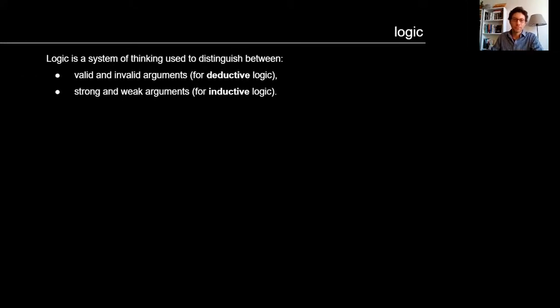Okay, let's get started. So let's first talk about a starting definition of logic. Logic is a system of thinking used to distinguish between valid and invalid arguments for deductive logic, or strong and weak arguments for inductive logic. And now here I'm introducing new concepts in order to define one concept, and we will go over all these definitions again one by one.